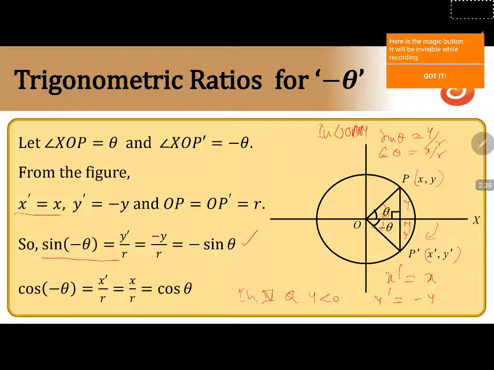Similarly, cos minus theta is x dash by r, or it is x by r. x by r is cos theta, so it is cos theta. Therefore, sin minus theta is minus sin theta, cos minus theta is plus cos theta. So remember this while doing problems.